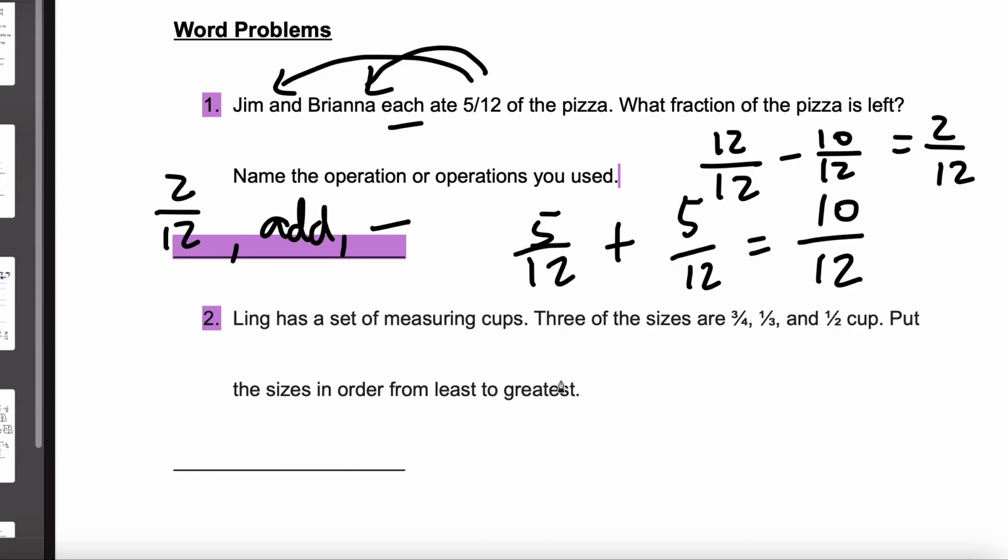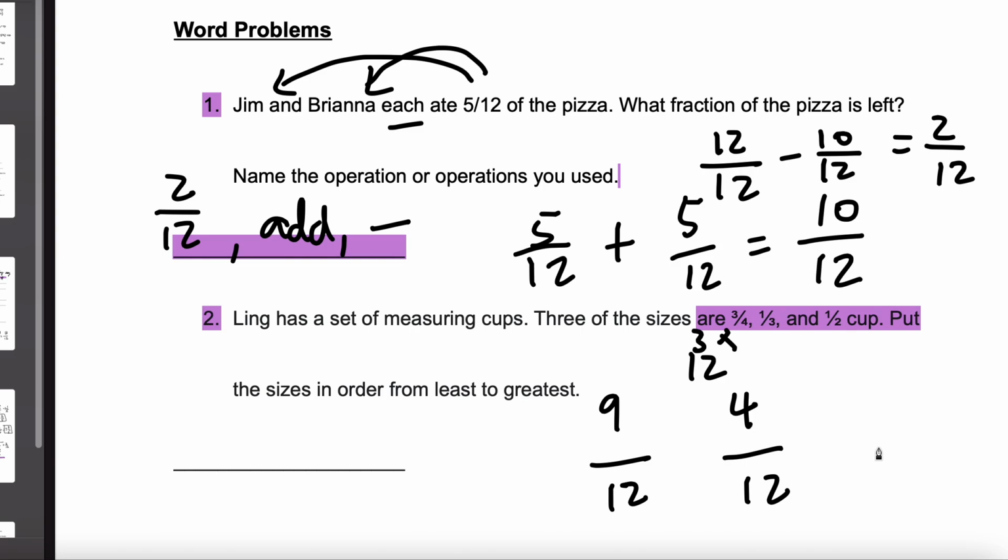Number 2. Ling has a set of measuring cups. 3 of the sizes are 3/4, 1/3, and half cup. Put the sizes in order from least to greatest. So in order to do this, we're going to find a common denominator. Common denominator between these is 12. So we're just going to do 9 over 12 because we multiplied this first one by 3 times 3. And the second one, we're going to do times 4. So we get 4 over 12. And the last one, we're going to do times 6.